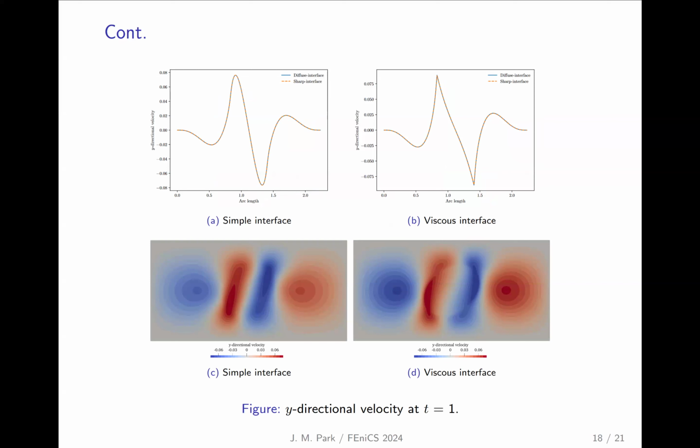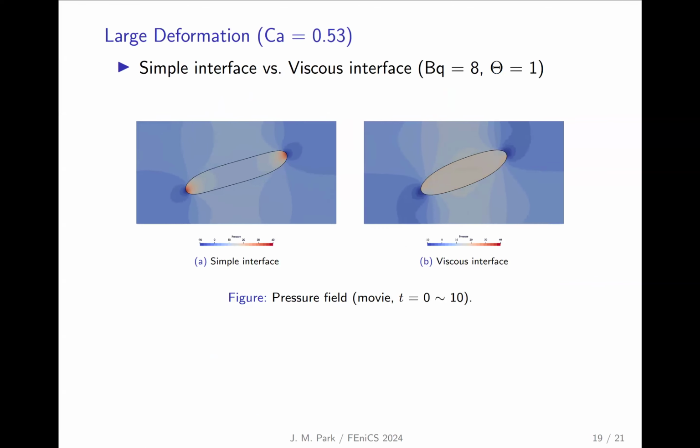And this is a velocity field also to show the agreement between the diffuse interface and sharp interface methods. And finally, I have applied it to a larger deformation problem to show the effect of surface viscosity. And with the surface viscosity, the droplet tends to have smaller deformation than with the simple interface. Anyway, this work is ongoing, and this is the end of the results.